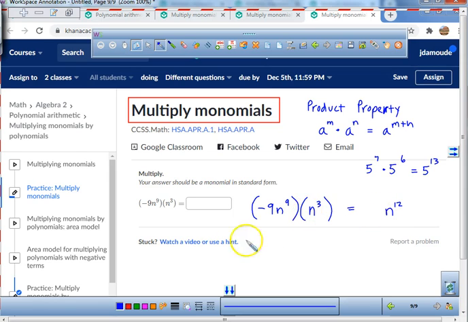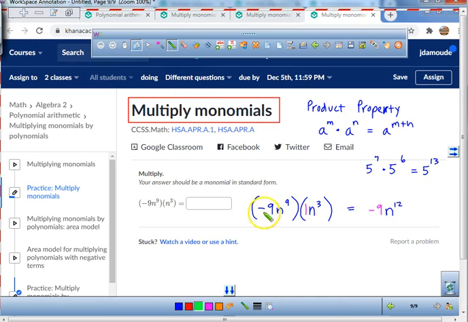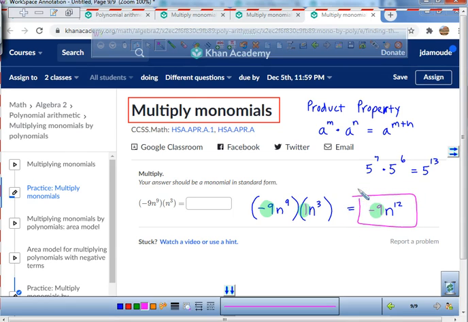Now, even though you can't see it, does anybody know what coefficient is in front of this n right here? A 1, you're right, a 1. All right, so what's negative 9 times 1? A negative 9. So one thing you also need to be worried about: see that coefficient? You're going to take that coefficient and multiply it to that coefficient and put it right there. And this is the answer that I'm going to type in to the Khan Academy. And that's how you multiply monomials.